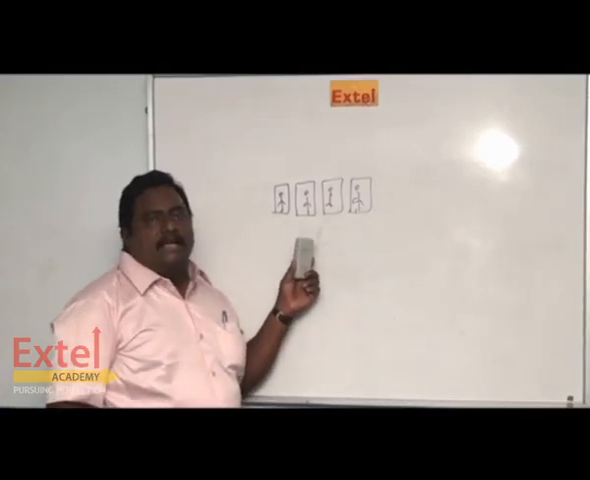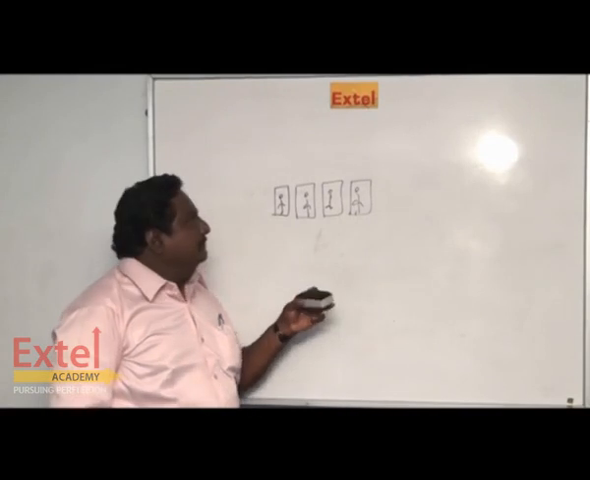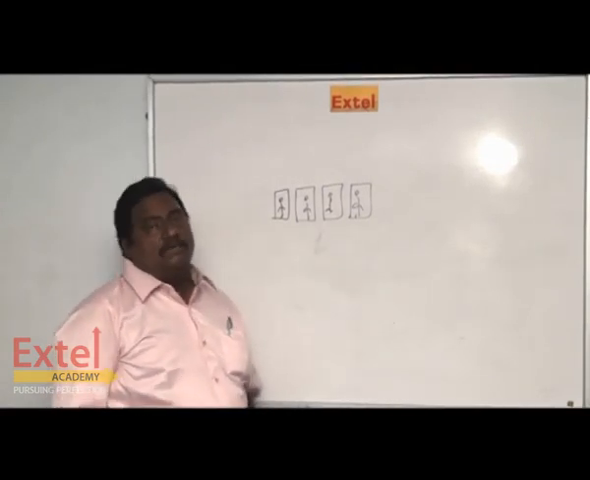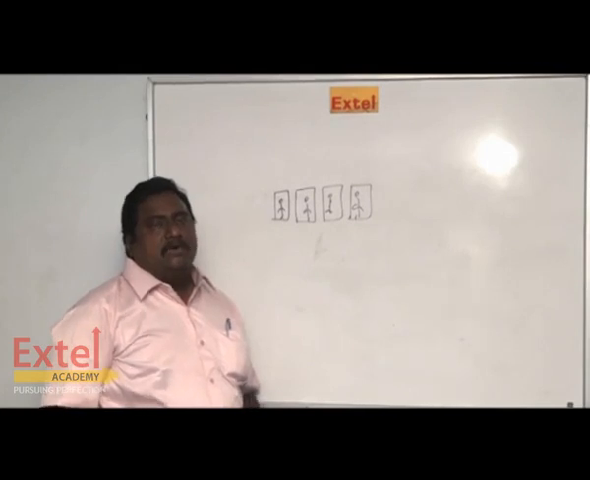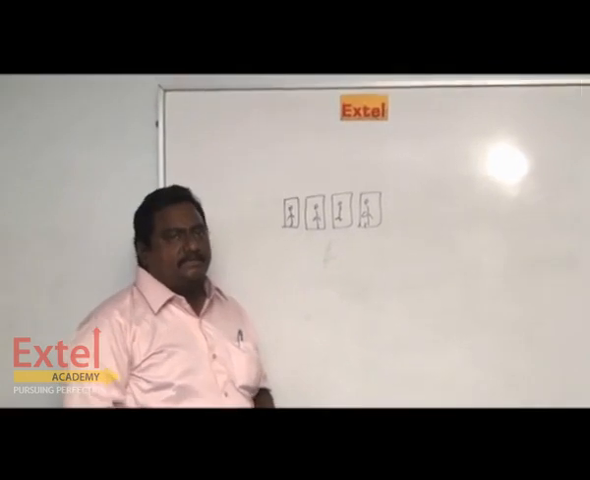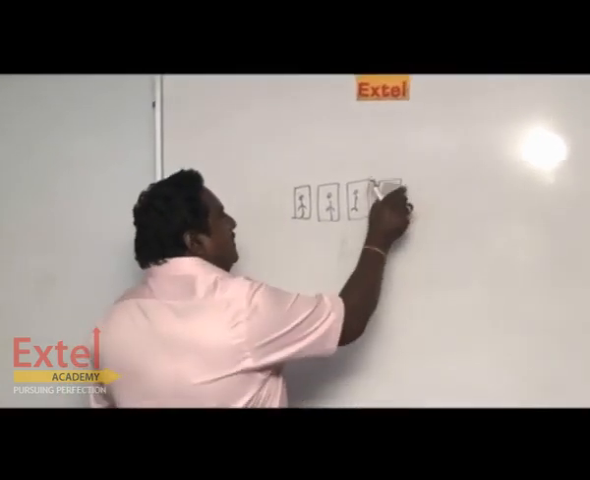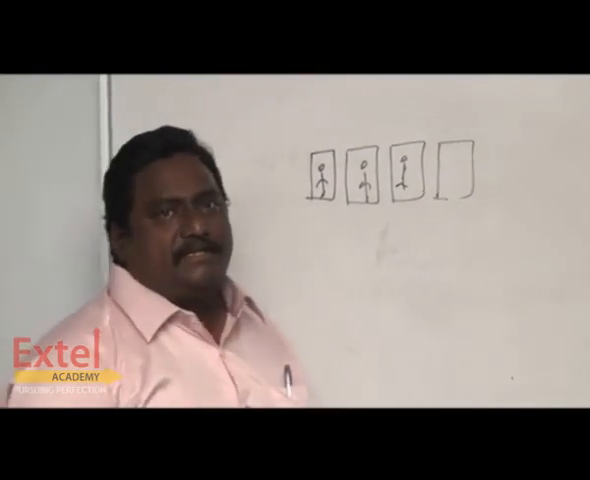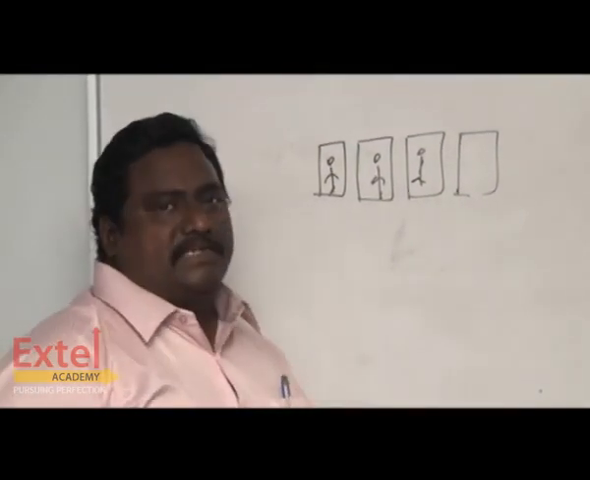Person has been imaged as electron. Chair imaged as the positive hole. So hole and electron are combined together in all the substances. Suppose this electron has been ejected. This person has been ejected. You are getting a vacancy.